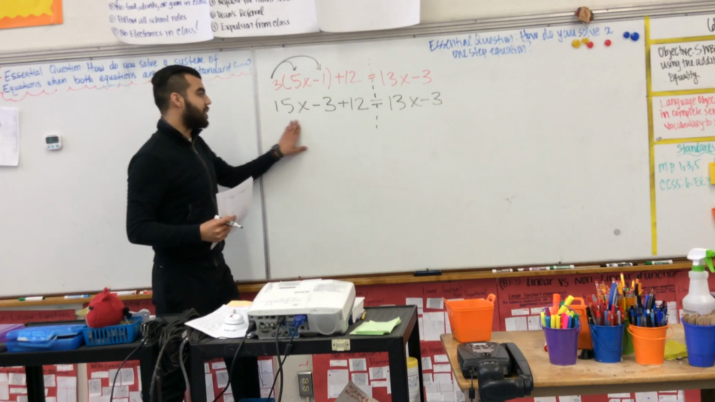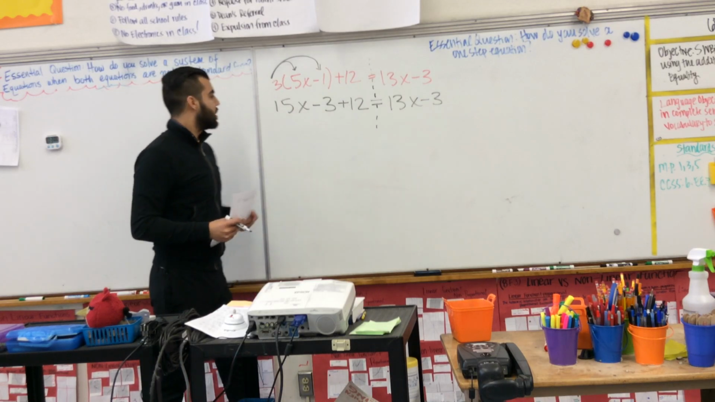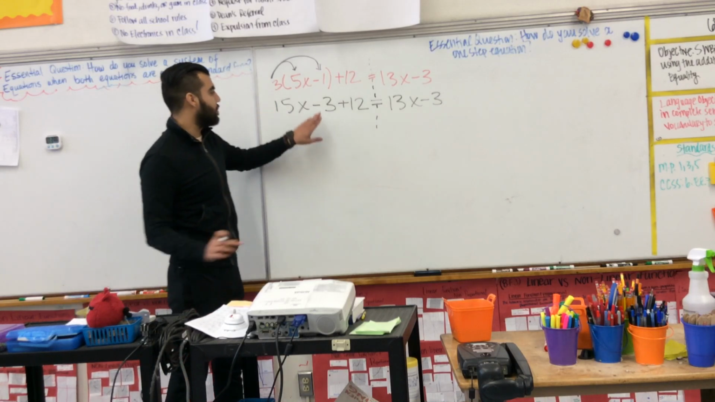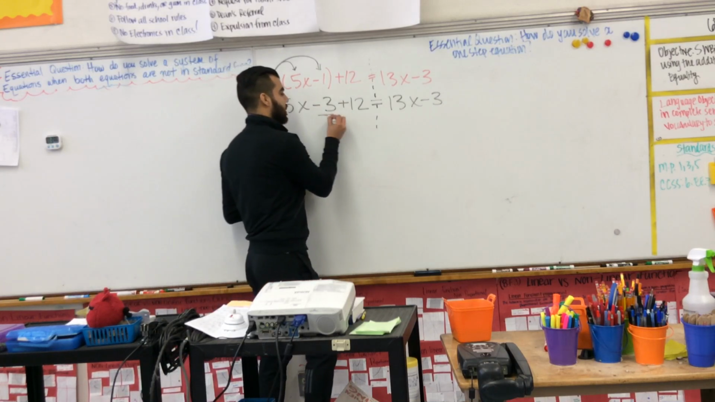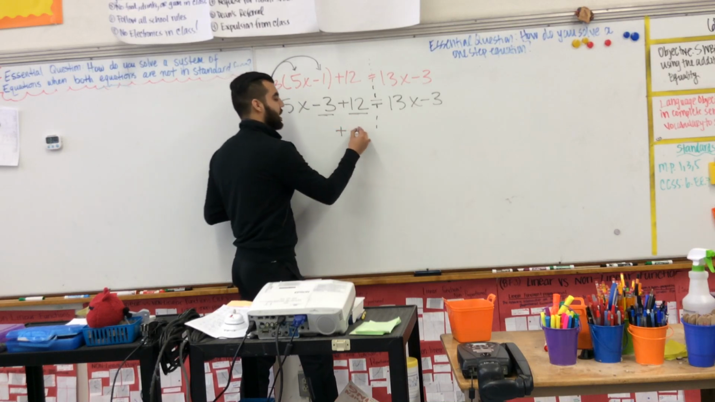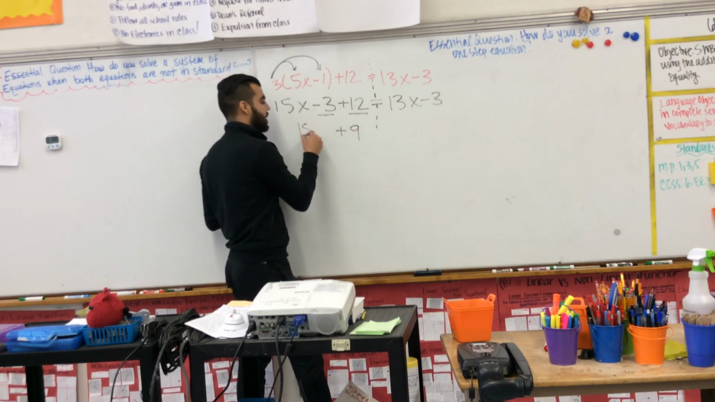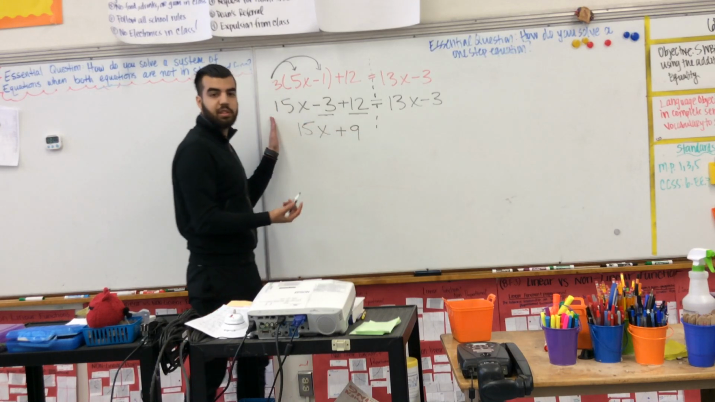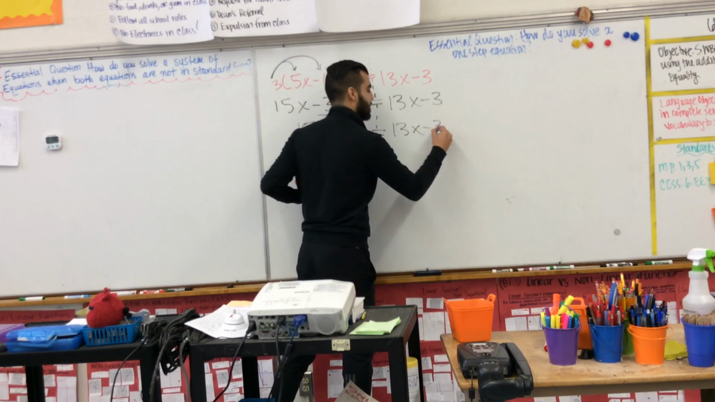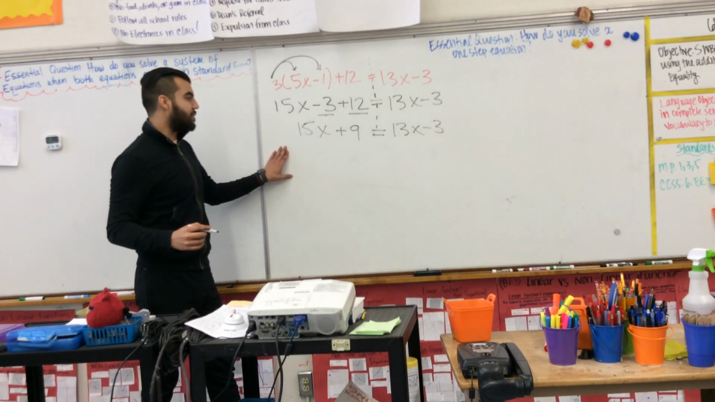Now I look at this left-hand side. Can I combine anything? Yes, I could combine the negative 3 and the positive 12. Negative 3 plus 12 gives me positive 9. So I get positive 9, and then I have my 15x. So again, bring it down since you didn't do anything to it. Equals 13x minus 3. This is what we have so far.